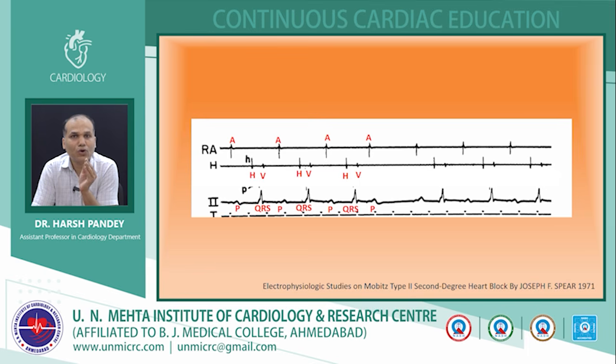So this can happen in a normal individual also. Whenever you pace faster and faster in some of the patients in the EP lab, you can observe this finding. Sometimes the P wave or the atrial pacing impulse will come during the absolute refractory period of the AV node. At that particular time A will come and the H wave will not come. So this can happen normally also. If you pace faster and faster, then you can have this kind of finding.